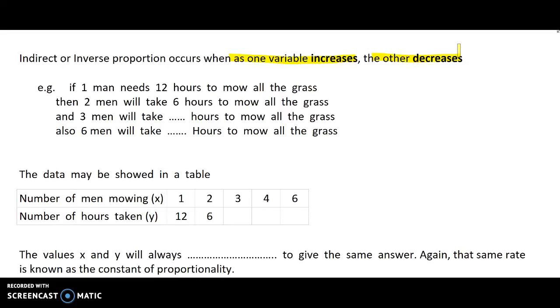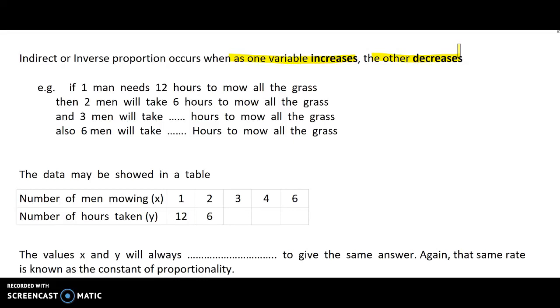If you think back to when we looked at direct proportion, when one variable increased, the other one increased at the same time. Both the variables might have increased with different increments or different factors, but it still increased. Whereas in indirect proportion, it's the opposite.